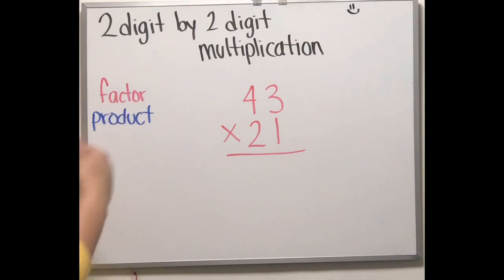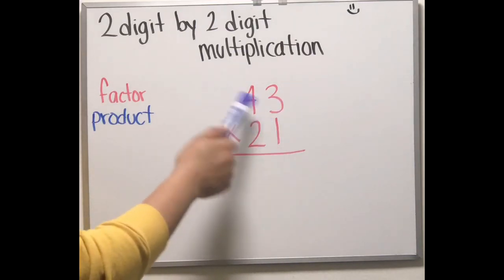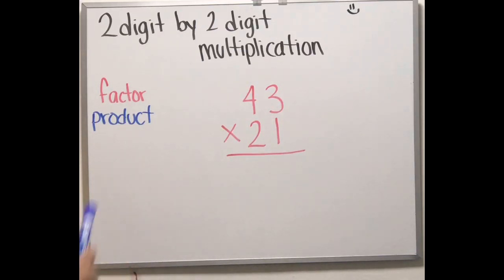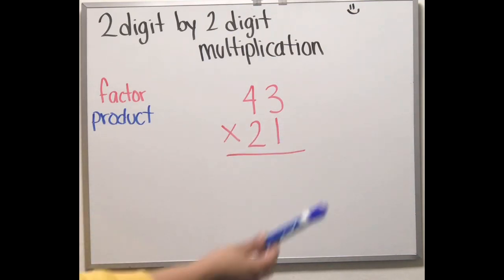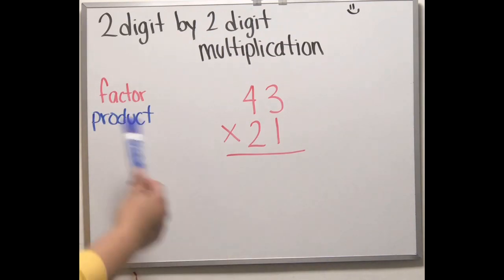So I have in red right here the word factor. As we saw in the previous video, the word factor means the numbers we are using to multiply. Then I have in blue the word product. I don't have anything in product because that's what we're going to look for. The product is our answer.